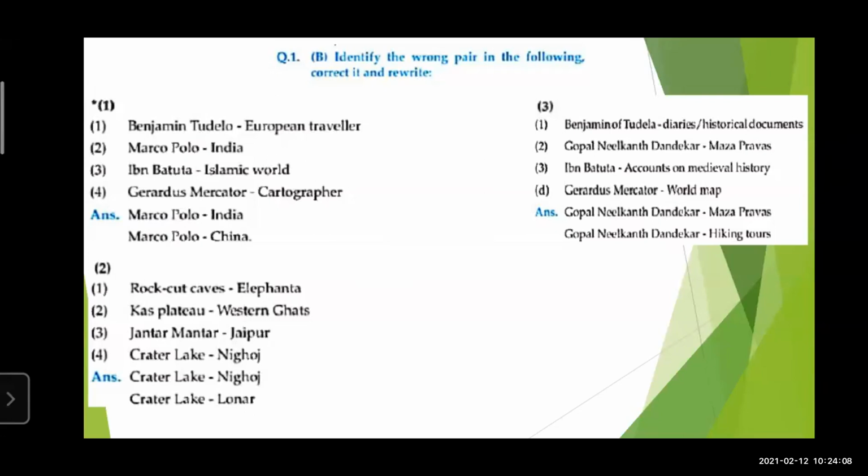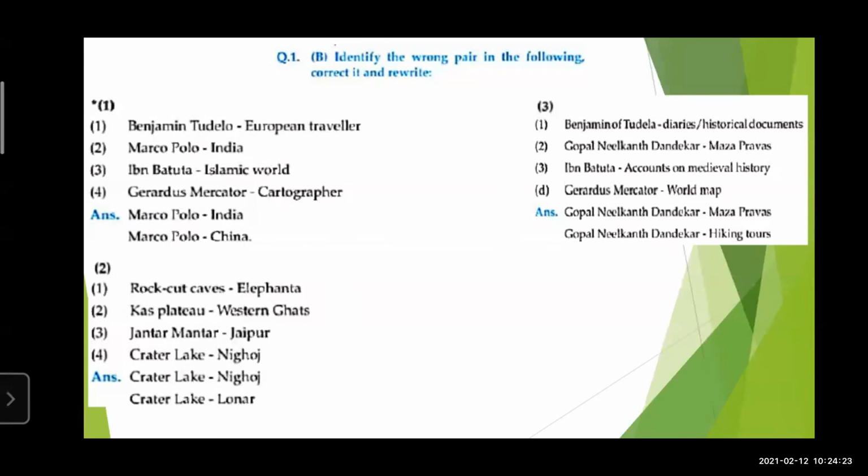Then we have rock cut caves, Elephanta, Khas Plateau, Western Ghats, Jantar Mantar in Jaipur, Crater Lake, Nikoj. So the incorrect pair is Crater Lake, Nikoj. The correct answer is Crater Lake, Lunar.